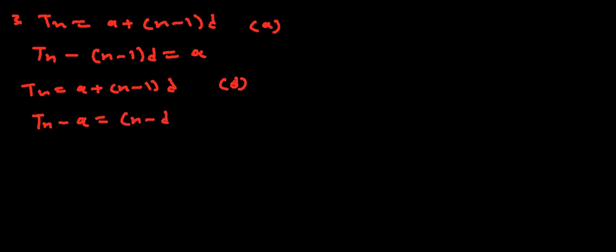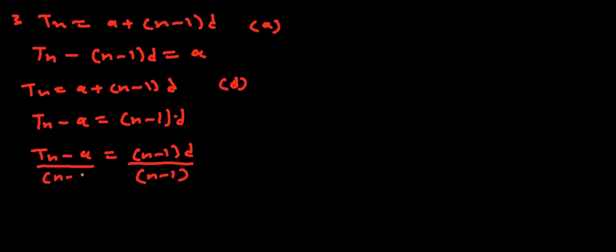n minus 1 all multiplied by d. Then since this is the product, we can divide each side by n minus 1. Then you can say Tn minus a will be equal to n minus 1 multiplied by d. Divide both sides by n minus 1.